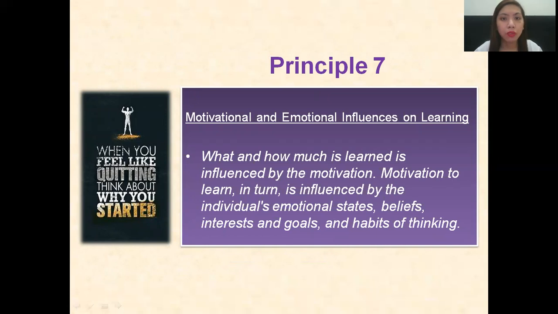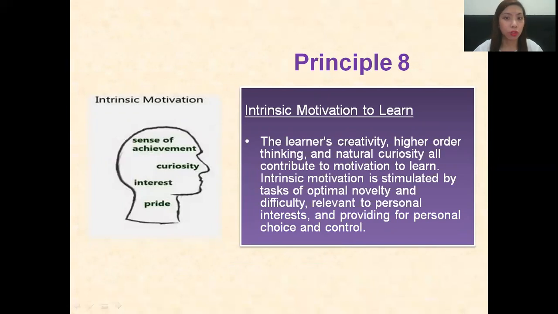Principle 7 is the motivational and emotional influences on learning. It states that what and how much is learned is influenced by the motivation. Motivation to learn, in turn, is influenced by the individual's emotional states, beliefs, interests and goals, and habits of thinking. So, in other words, when a learner is motivated, he or she goes the extra mile and strives to achieve excellence. Because of this, the student is able to learn more, especially if he or she believes in his or her ability to achieve the goal, and if what is being learned is personally relevant and interesting to him or her.